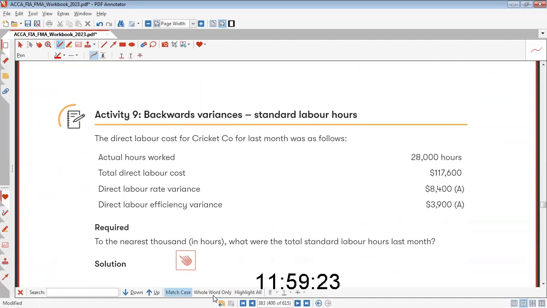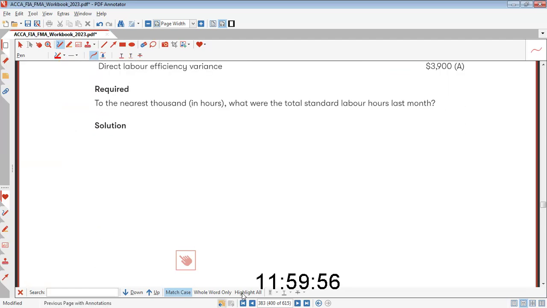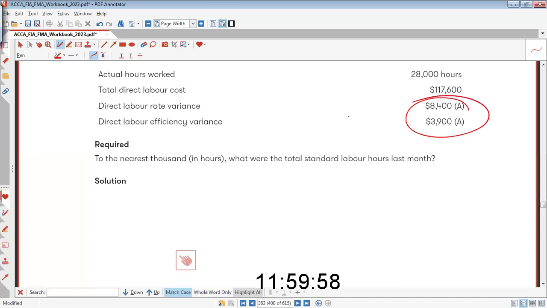Again, we are saying the labor cost for Cricket Company for that month is as follows. Actual hours worked was that, total direct labor cost was that, direct labor rate variance was that, direct labor efficiency variance was that. They are asking, to the nearest 1,000, what were the total standard labor hours last month? So given this, let's first write down what we have.